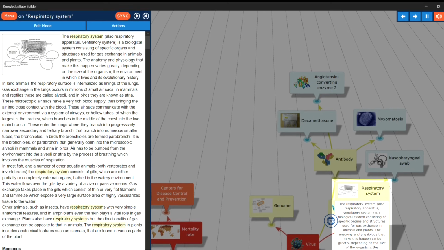Respiratory system. The respiratory system, also respiratory apparatus, ventilatory system, is a biological system consisting of specific organs and structures used for gas exchange in animals and plants. The anatomy and physiology that make this happen varies greatly, depending on the size of the organism, the environment in which it lives, and its evolutionary history.